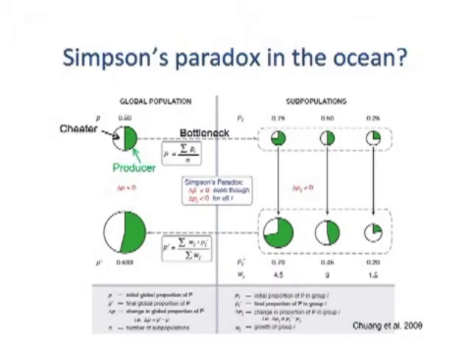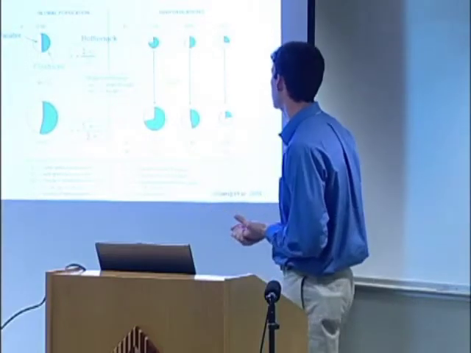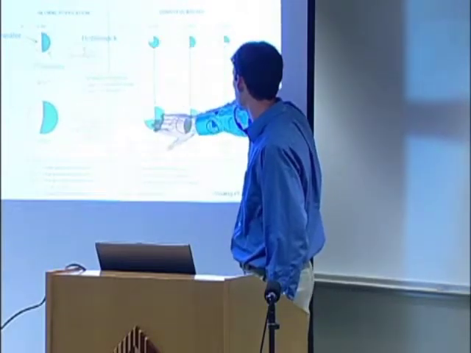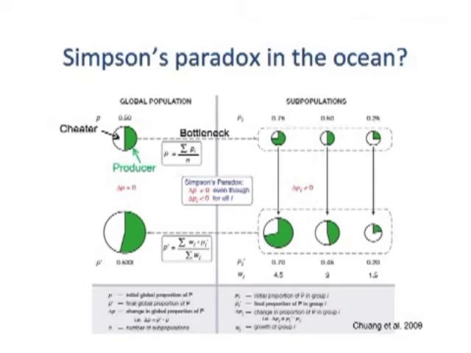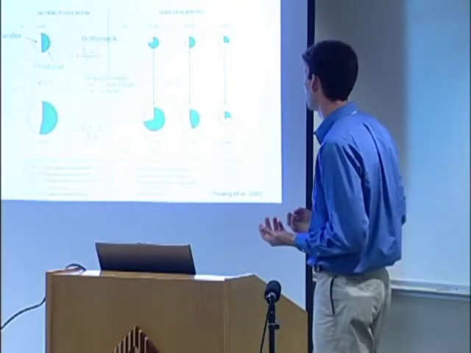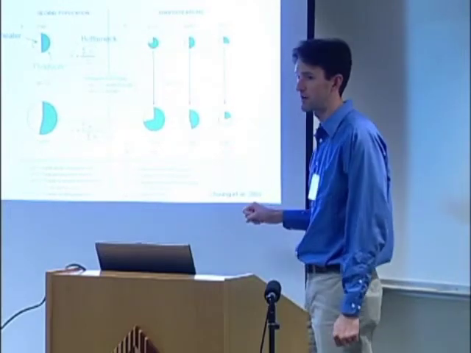And in this system, the growth of the entire subpopulation is dependent on the frequency of the producers. So in this subpopulation, the entire community grows at a higher rate because it has more producers. And in this one, it grows at a lower rate. But what you see in each of these individual populations over time is what you'd expect from the theory. The frequency of cheaters is increasing in all of these individual subpopulations.